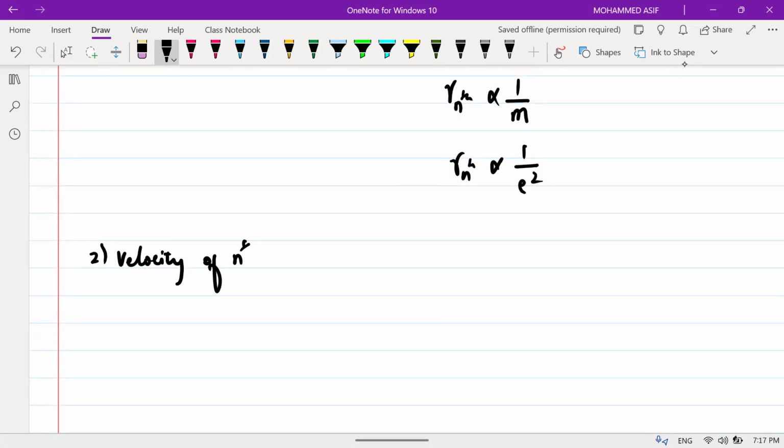Velocity of your nth orbit. So how do you calculate the velocity of your nth orbit? Velocity of your nth orbit is equal to, do you remember the value, beta? It is 2.18 into 10 power of 6 into Z divided by n. Unit is meter per second.